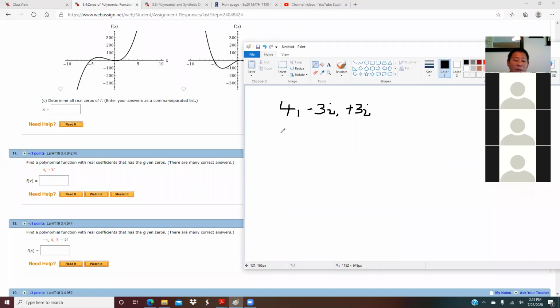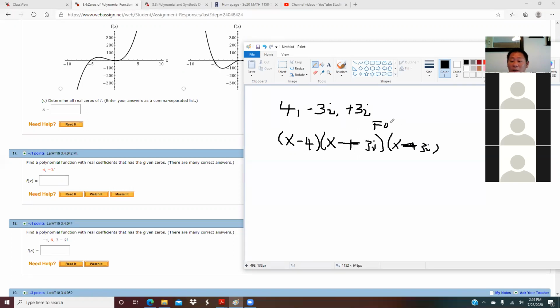And then how do we figure this one out? You begin to put x minus each zero to make it a factor. So this 4 becomes x minus 4. This one becomes x minus 3i, and minus minus means you plus. And then this one is x minus plus 3i, and again, minus plus is minus. So you have to write this in factor form first, and then you FOIL it out.